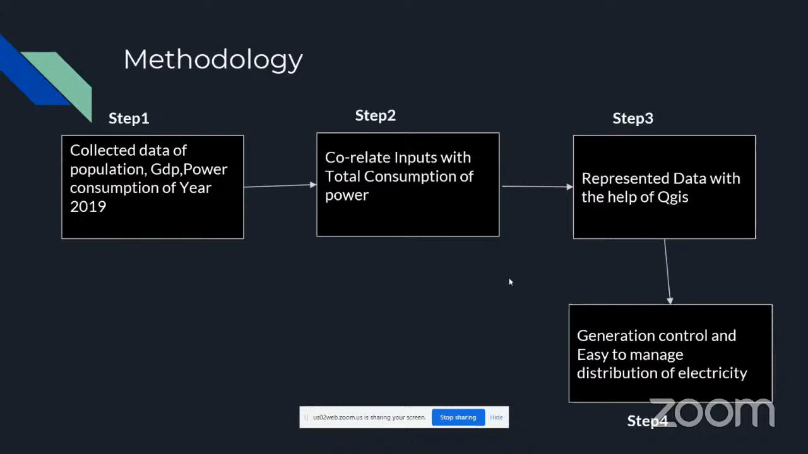In the last step, the fourth step, after getting the idea of the power demand pattern, we can control the power generation, and it will be easy to manage distribution of electricity. If power generation pattern meets the daily demand of electricity, it will help to improve economic growth of the country, right?